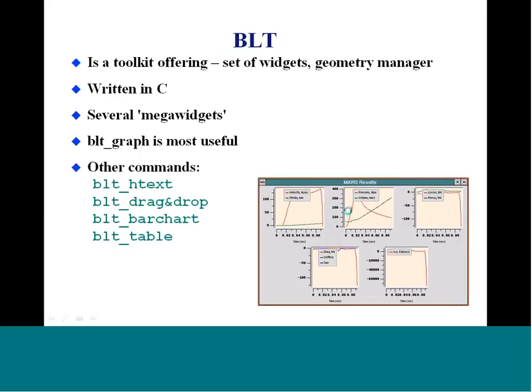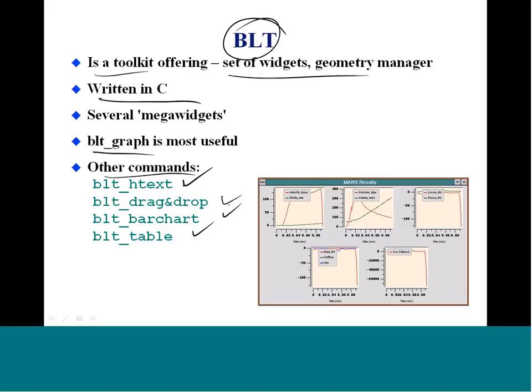The other one is BLT essentially. This is also a toolkit offering a set of widgets and a geometry manager. This helps you to draw pictures and display graphs very easily. This particular toolkit offering is written in C, and it has several mega widgets. The BLT graph is one of them, and that is the most useful and very popular one. Other things like highlight text, drag and drop, bar chart, and table can be easily built using BLT.